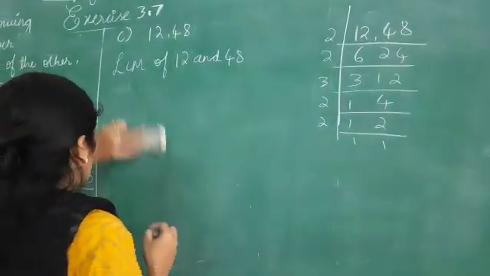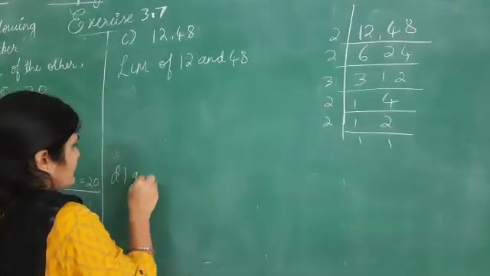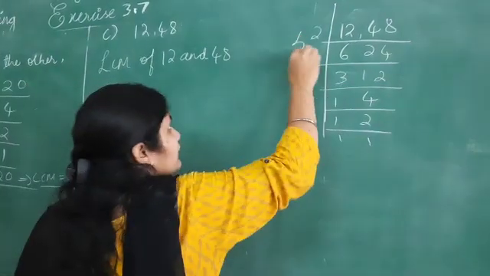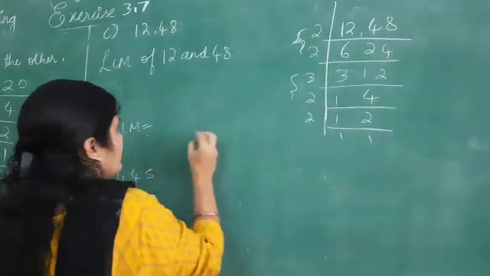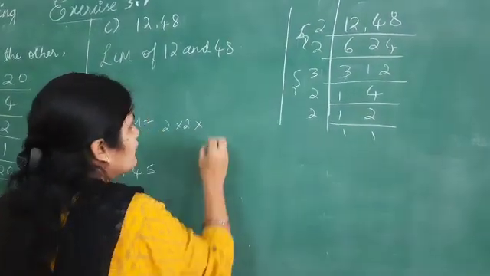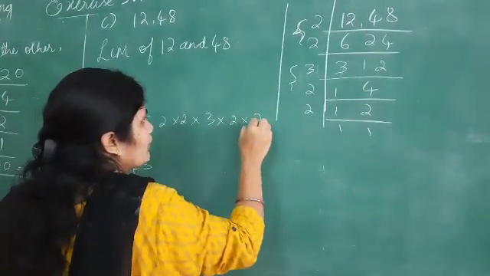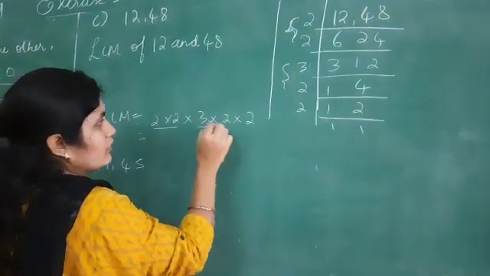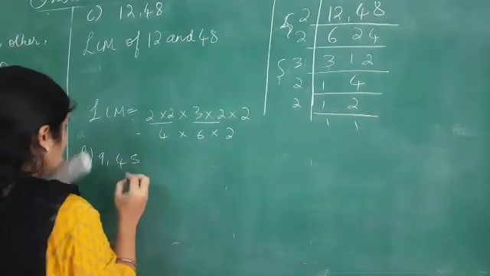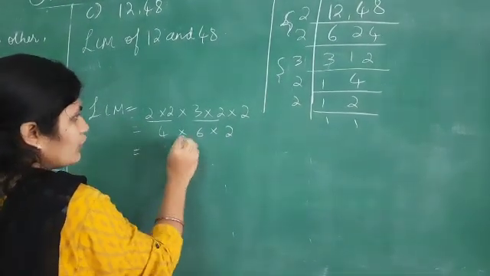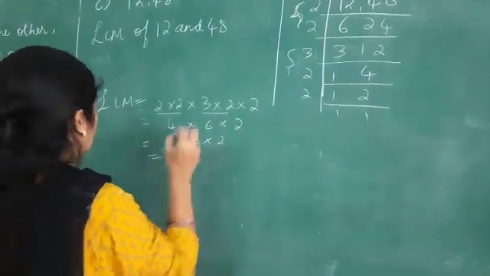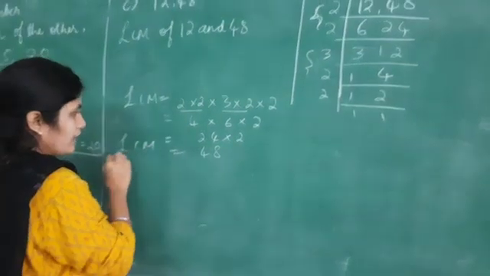So let me write. LCM is equal to, multiply the factors, 2 into 2 into 3 into 2 into 2. 2 2s are 4, 3 2s are 6, 4 into 6 into 2 gives you 4 6s are 24 into 2 is equal to 48. So LCM is equal to 48.